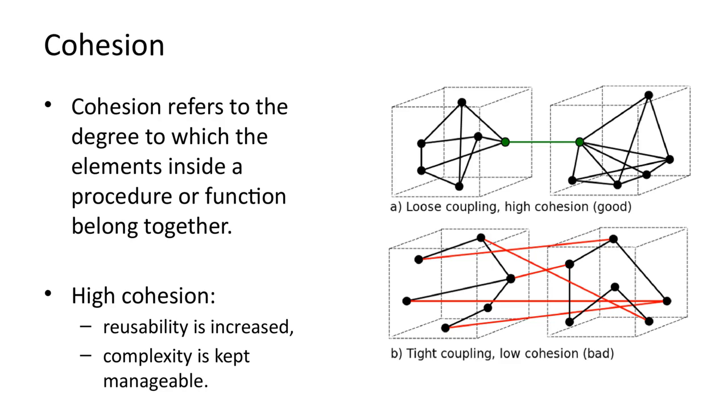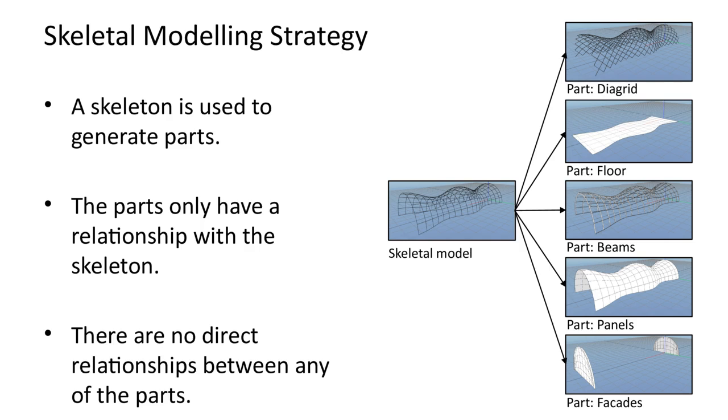For spatial information, one strategy that can help is skeletal modeling. With skeletal modeling, a highly simplified skeleton is defined. Such a skeleton captures the minimal spatial information required for generating all the other parts of the model. In the example, the skeleton consists of a minimal set of polylines.